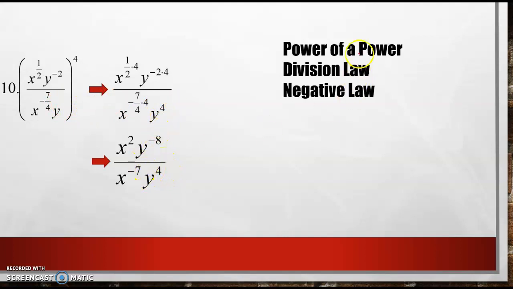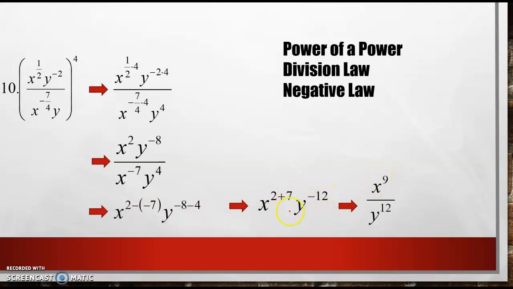And then you use the division law, so subtract the exponents. X to the power of 2 minus the negative 7, y is y raised to negative 8 minus 4. You simplify the exponents, so 2 plus 7, and then y to the power of negative 12. And then next is x to the power of 9. Then make the y be in the denominator. Alright. Therefore your final answer is x to the power of 9 over y to the 12.